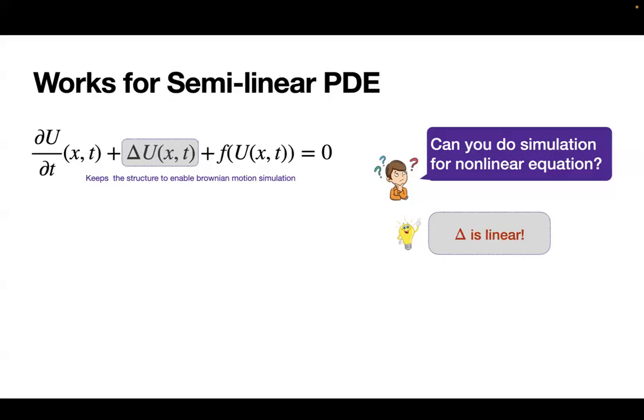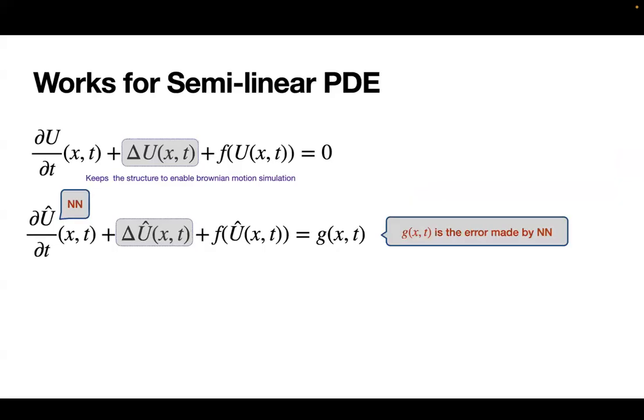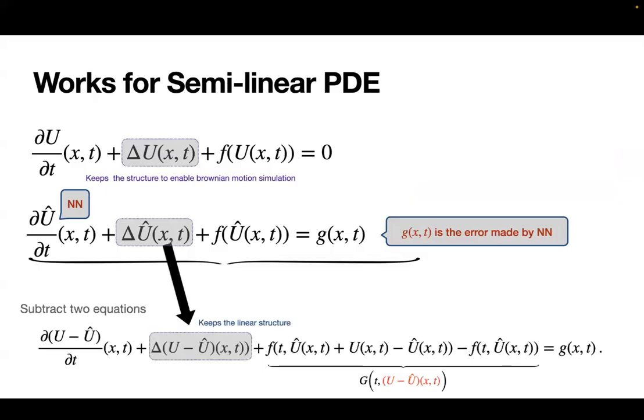So if you have a semi-linear PDE, then you say, okay, I have a neural network, which is U hat, I plug that in and get an error here, g(x,t). Then you do the same thing. You just use the first equation minus the second equation to get a new equation. Because the first two terms correspond to the diffusion, it is linear, so the linear structure kicks out. And the magic here is I just put all the nonlinear terms together as a new nonlinear term. I don't need to know how these nasty things combine; I just deal with them as a new nonlinear term.